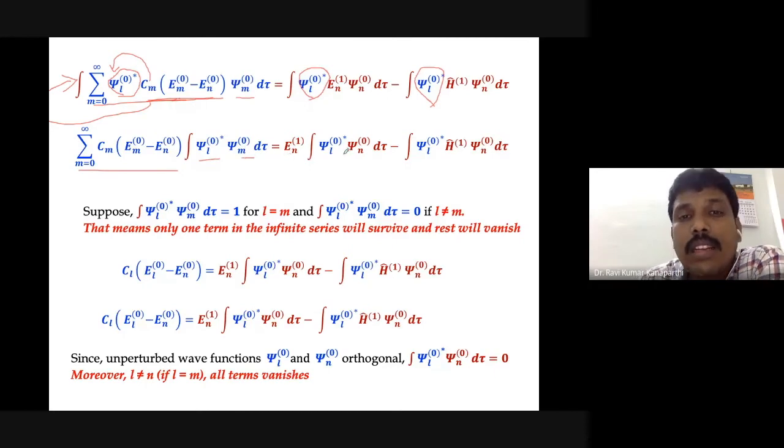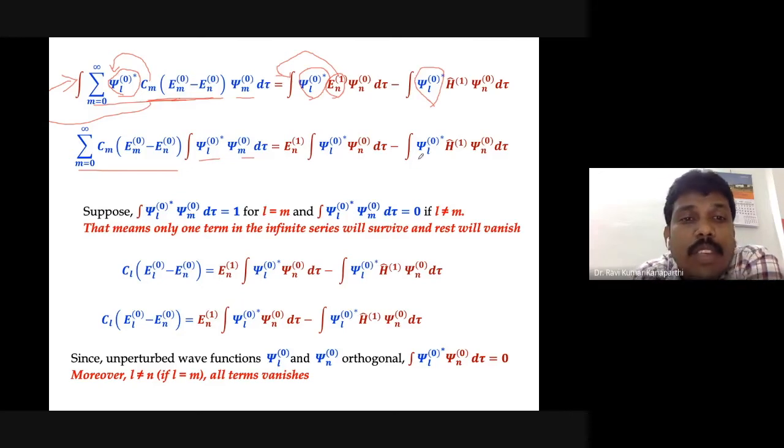On the right hand side, this is actually an eigenvalue. Therefore you can move it to the other side of the integral, and then psi l 0 star multiplied by psi l 0 d tau minus, and this particular thing you can keep as such. You don't have to do anything.